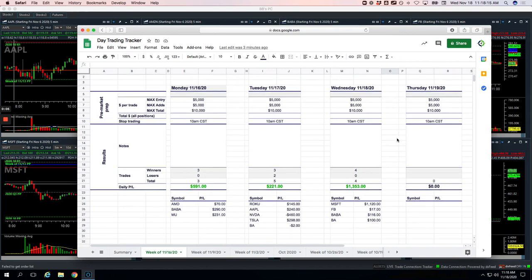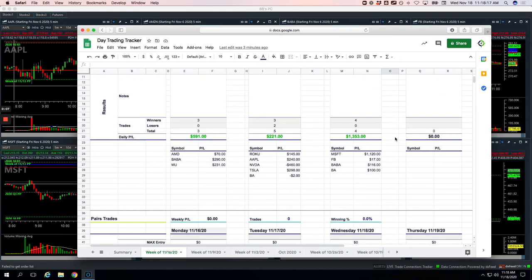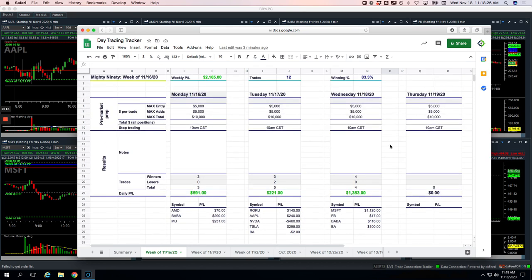A really nice green day today, plus $1,833 and done by about 10:30 a.m. I took four Mighty 90 trades, all of which were winners.